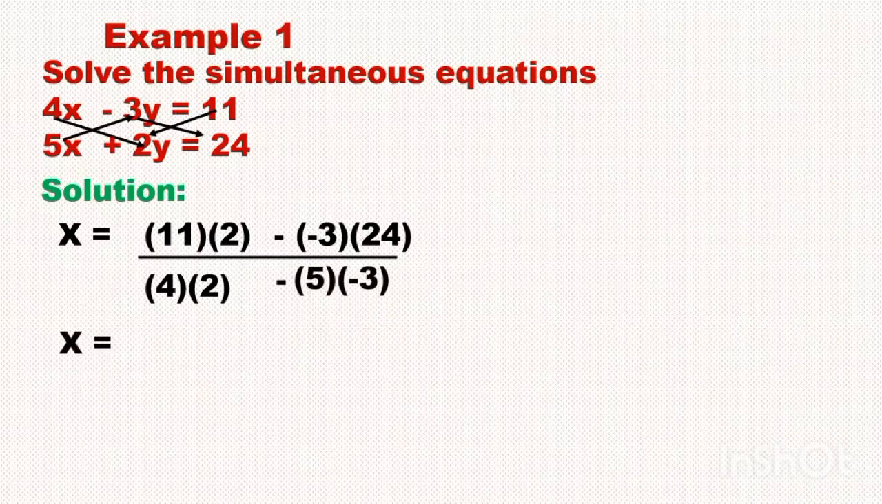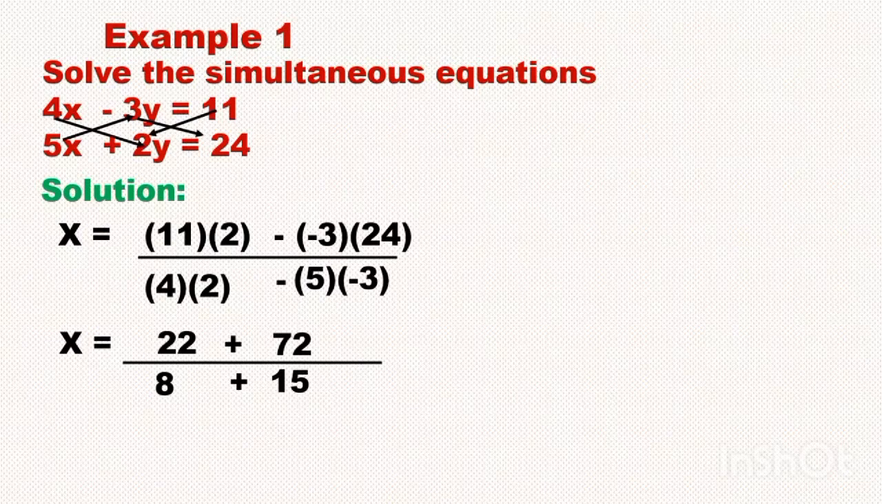So 11 times 2 gives 22, minus times minus gives plus, 3 times 14 gives 42, over 4 times 2 gives 8, minus times minus gives plus, 5 times 3 gives 15. So 22 plus 42 gives 64, and 8 plus 15 gives 23. Therefore, x is equal to 64 over 23.